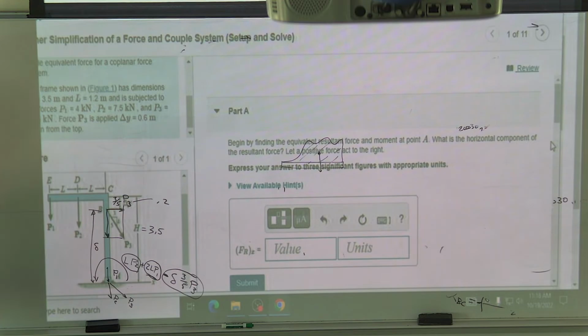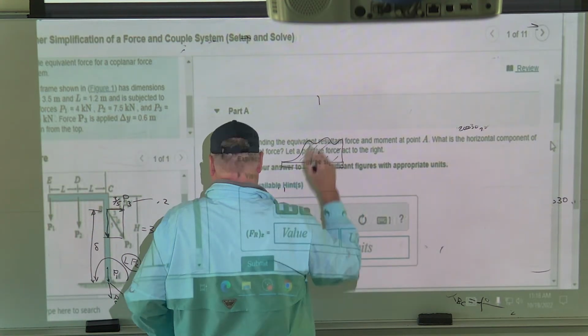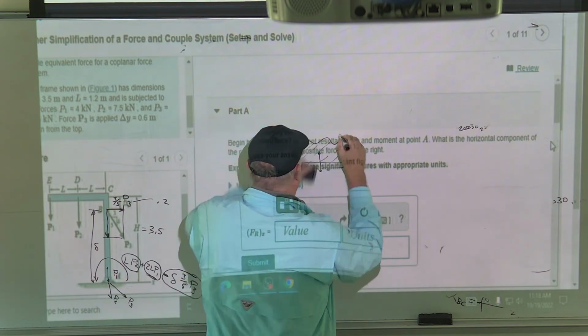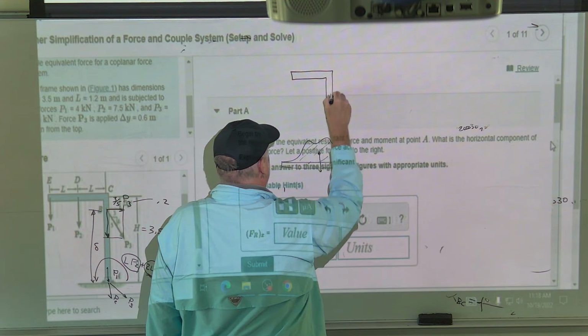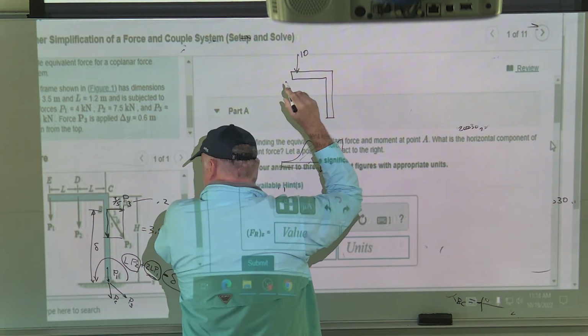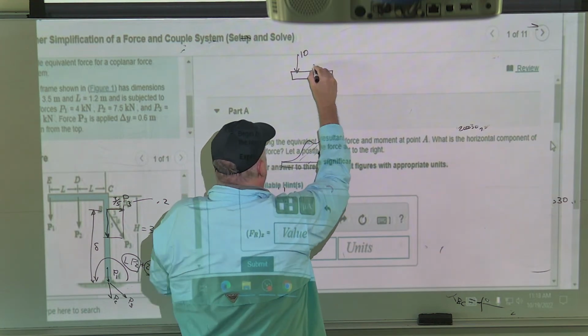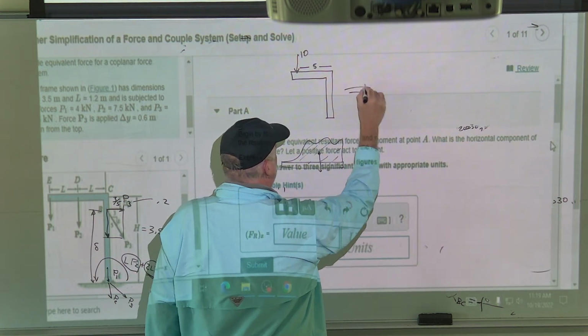So in a simpler form, it's kind of like this. I meant to draw that line the other way. If you break it down, and I have like 10 pounds, 5 away. This is the same thing.